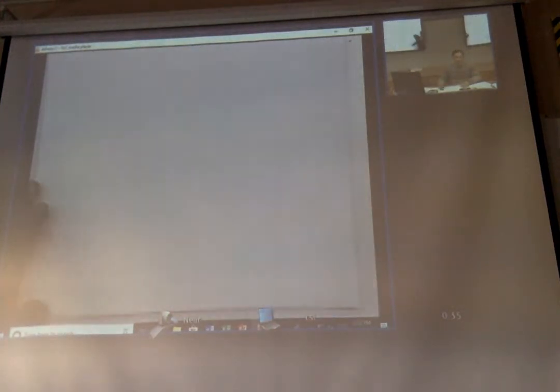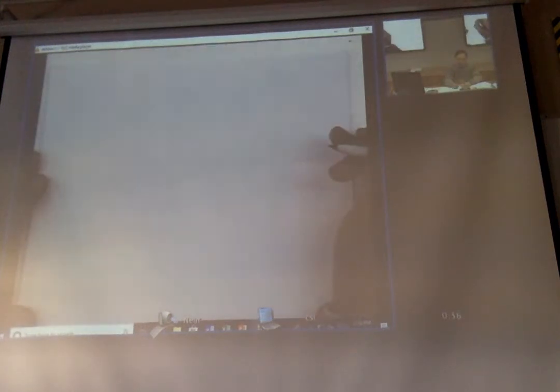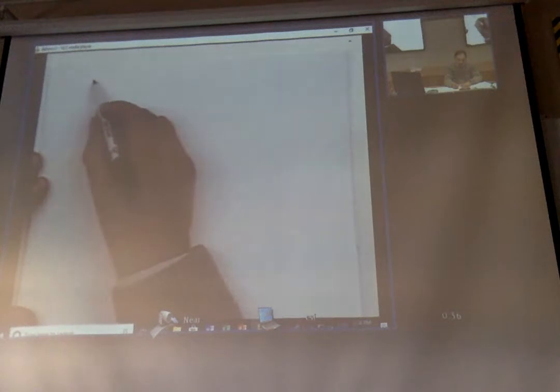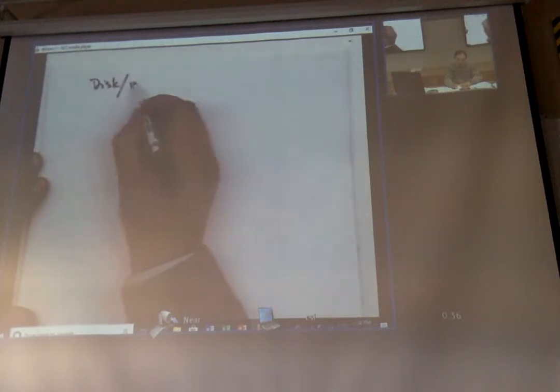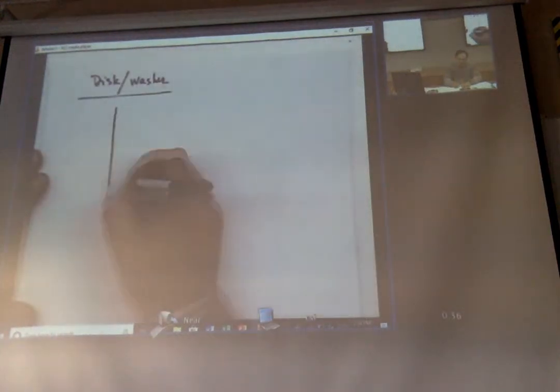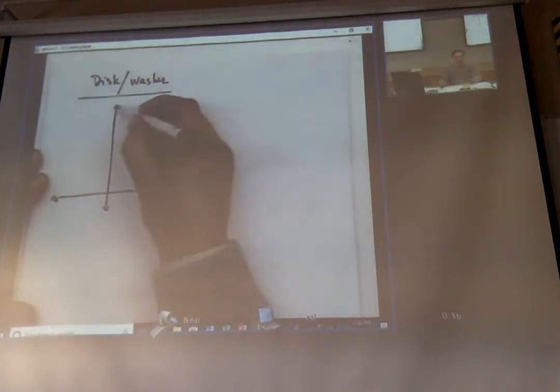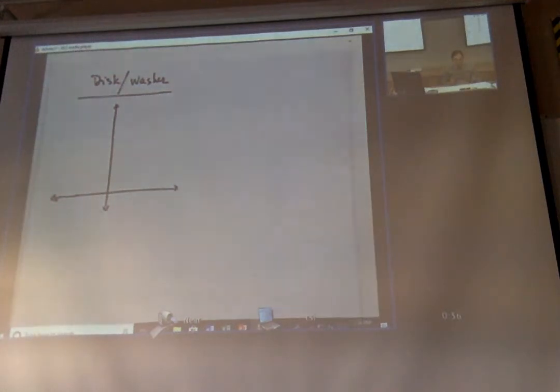Before I go to that problem, if some of you already understand the shell method, then it's okay, you can just do it. But let me explain the idea again to those who were not here. So with the disk or washer method, let me refresh the idea of rotation and what we're trying to do, and then we're going to look at the shell method.